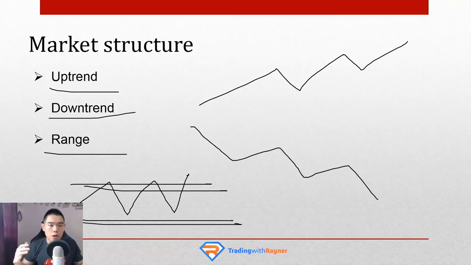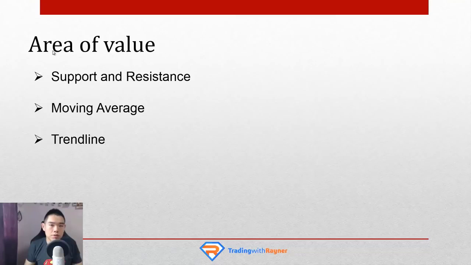Now, once you've identified the market structure, it doesn't mean you buy immediately. For example, let's say the market is in an uptrend at this level over here. Do you want to buy at this point? Not quite. You don't want to buy just because the market is in an uptrend, and you don't want to sell over here just because the market is in a downtrend. Why is that? It's because you want to look at number two, area of value. You want to be trading from an area of value.